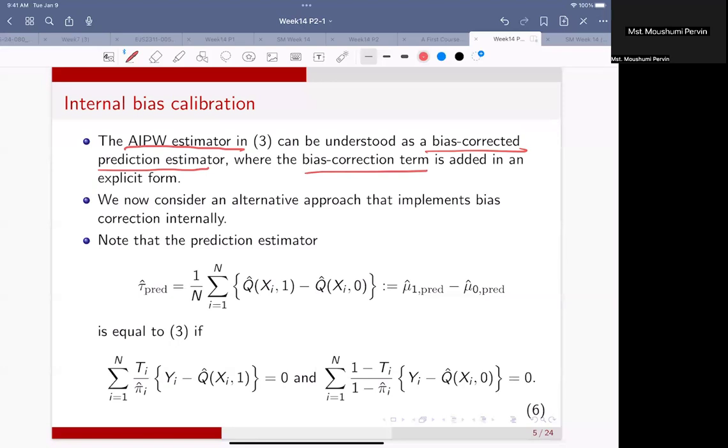What that means is we don't really add anything extra. But we want to impose that bias correction constraint into the estimation of the regression coefficient. And how can we do that? Basically, this prediction estimator is bias corrected automatically if this bias correction term is equal to 0, right? So this is the bias correction term.